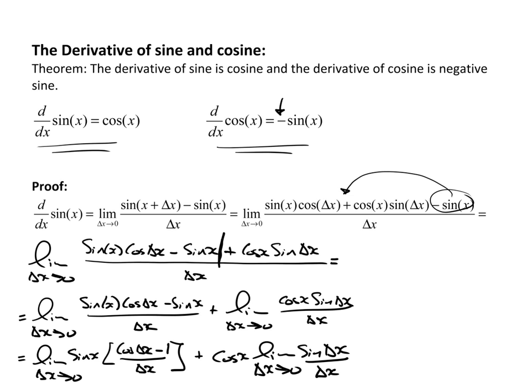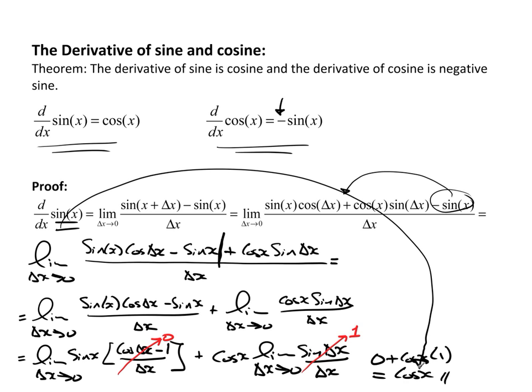The reason being is that this goes to 0. So 0 times sine of x is just 0. This is one of the special limits. This goes to 1. So all I'm left with is simply 0 plus cosine of x times 1, which is really simply cosine of x, which is what I said it was. So the derivative of sine of x is in fact cosine of x.